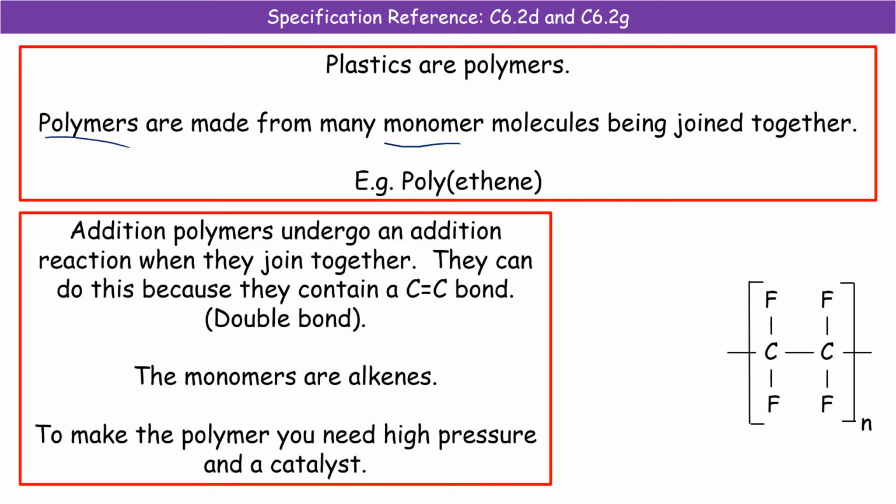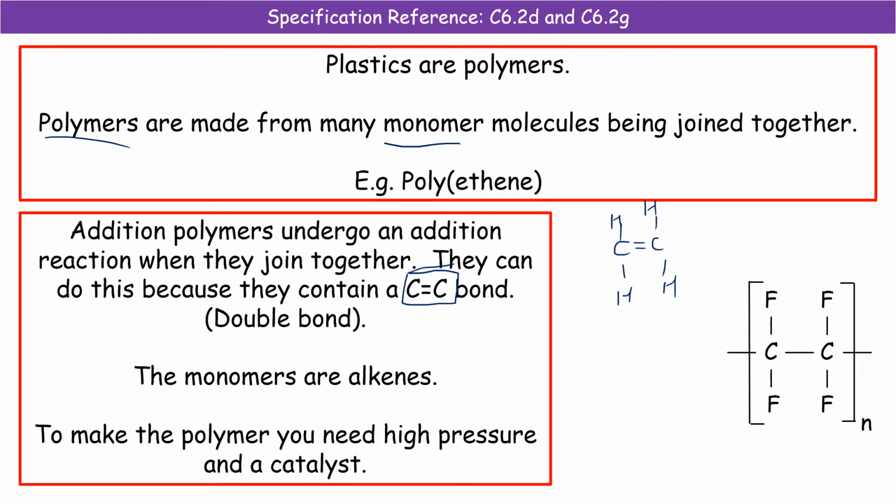What we tend to find as one of the most basic polymers that we can make are the addition polymers. So these undergo an addition reaction where we're literally just joining monomers together. And the reason that they can join together is because they contain that double carbon-carbon bond. So if we think back to what we did in our alkenes, we said that we've got these molecules that have a double bond between the carbon atoms. So this would be a monomer, for example, because we've got a double bond between two carbons.